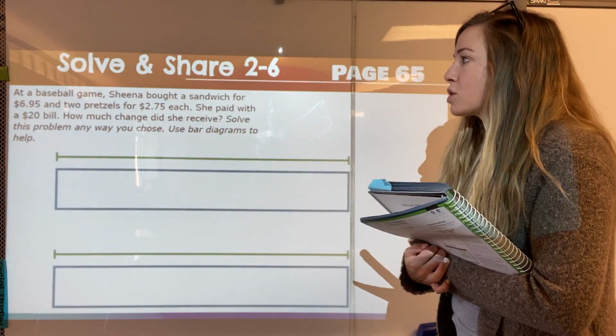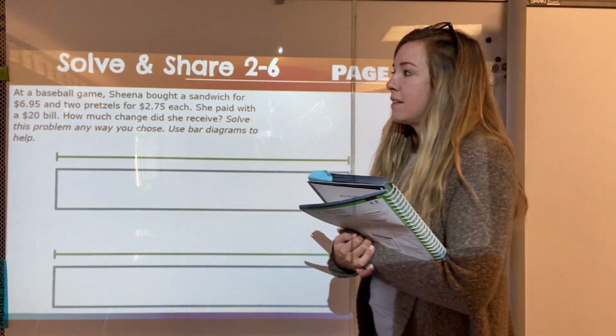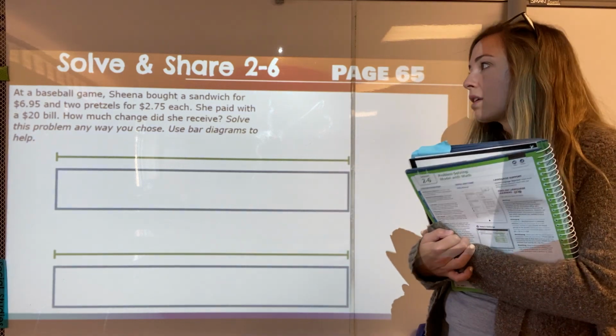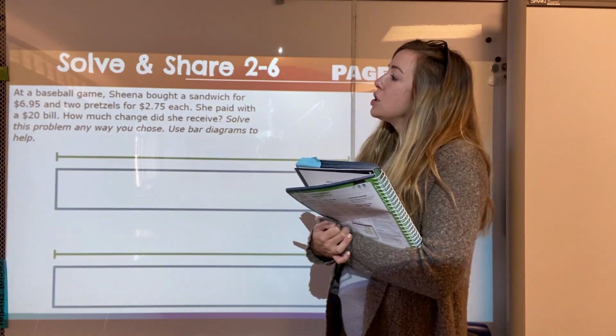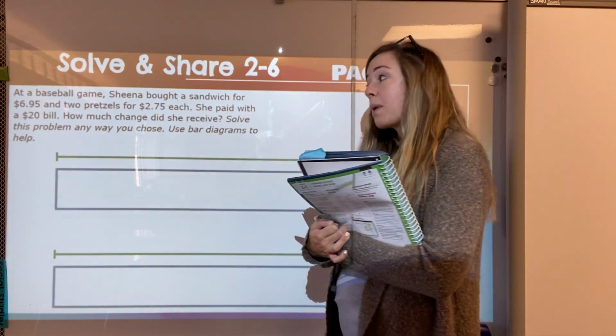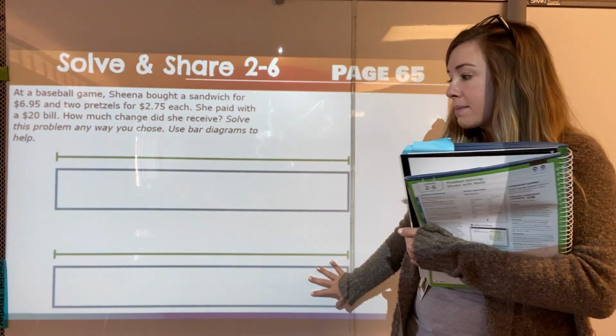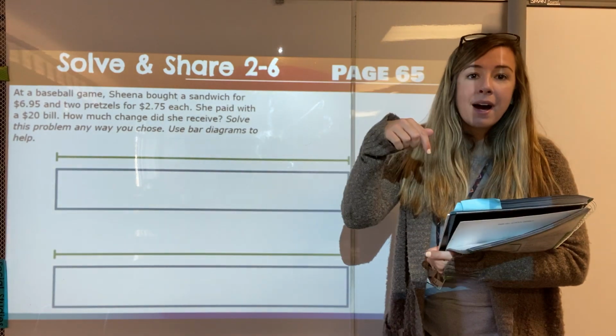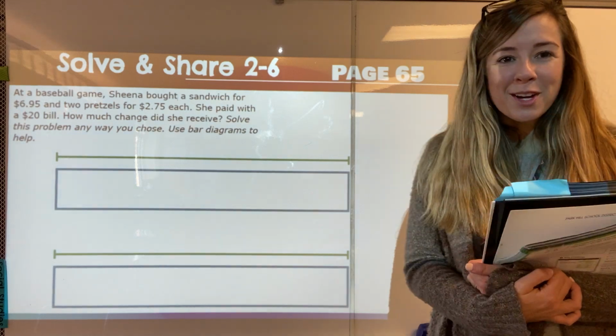At a baseball game, Sheena bought a sandwich for $6.95 and 2 pretzels for $2.75 each. She paid with a $20 bill. How much change did she receive? Solve this problem any way you choose. Use the bar diagrams down here to help. Go ahead and pause, give that problem a try, and then we'll talk about it.